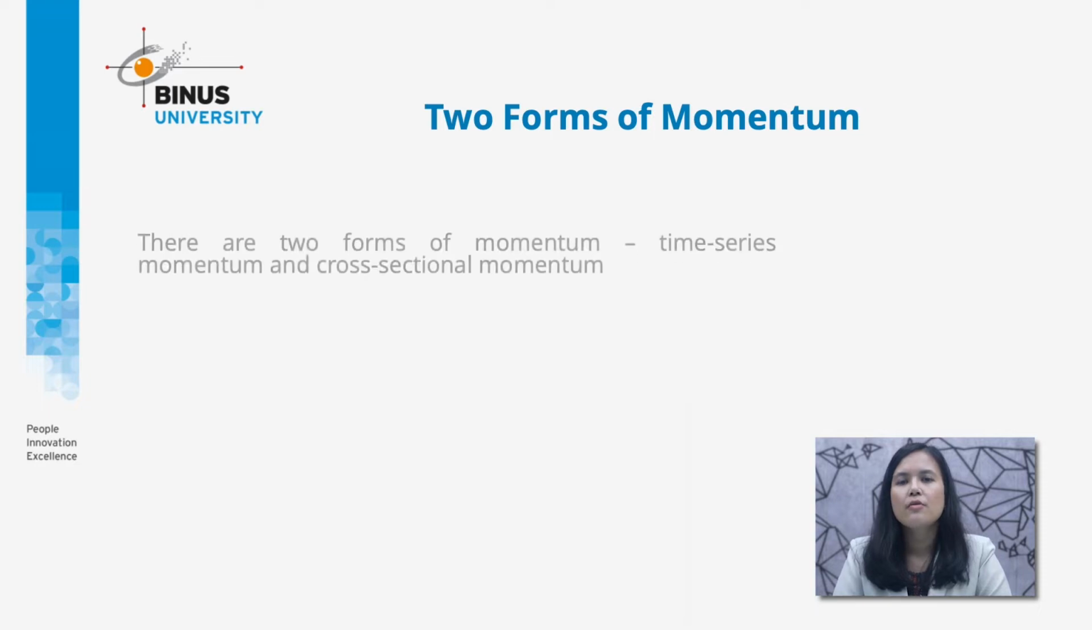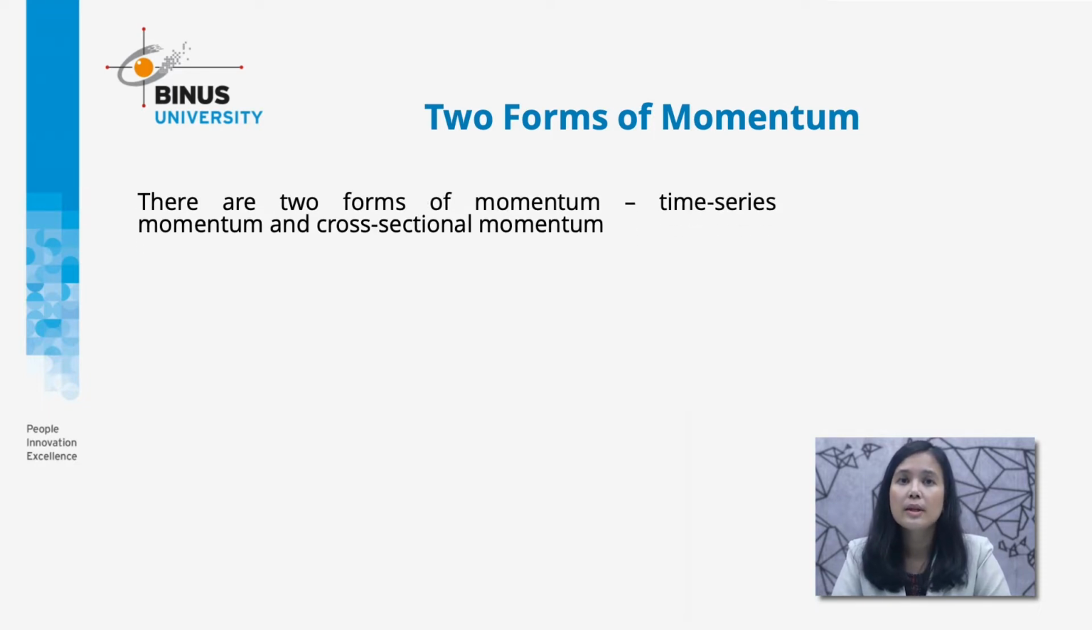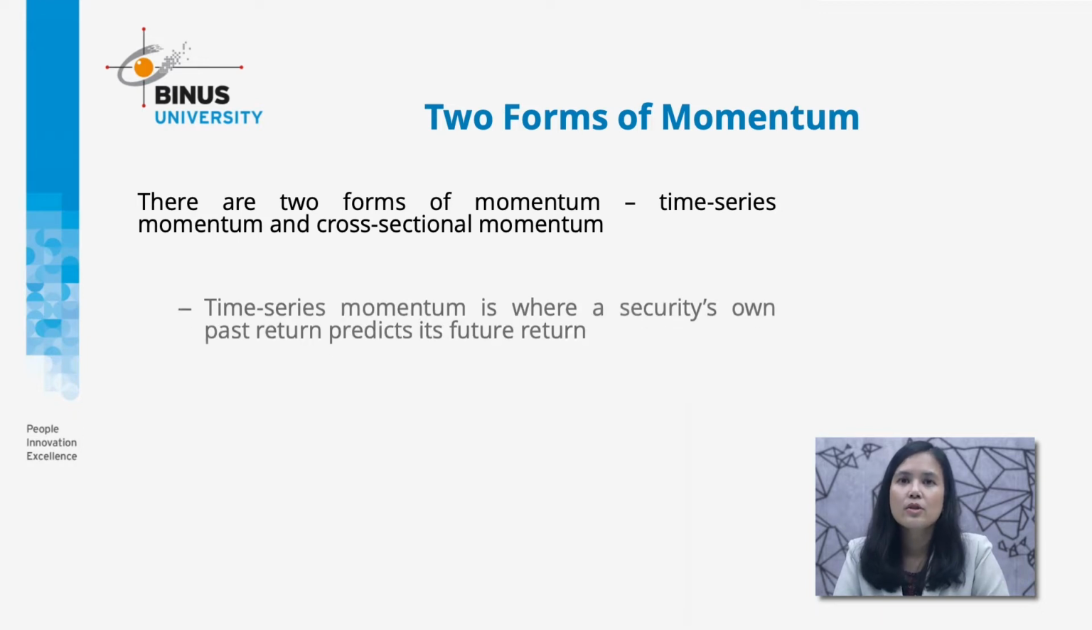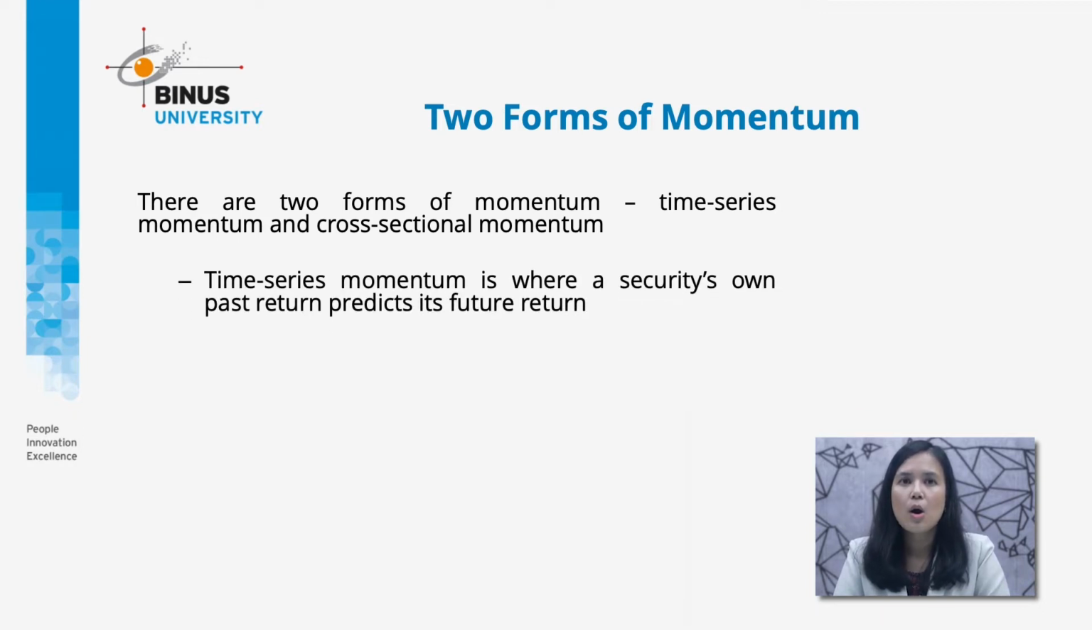There are two forms of momentum: time series momentum and cross-sectional momentum. Time series momentum is where a security's own past return predicts its future return. It is also known as a trend following strategy. It's a simple extension of the long-only constant volatility strategy that involves both long and short positions as defined by each asset's recent performance over some look-back period.